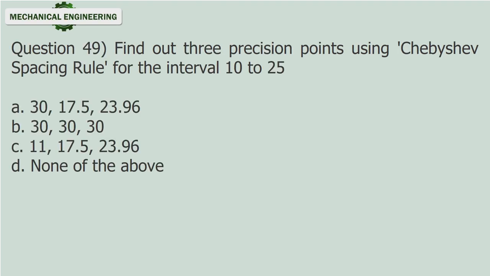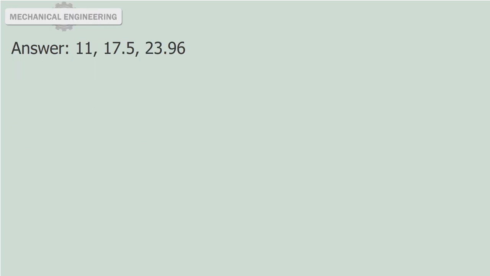Question 49. Find out three precision points using Chebyshev spacing rule for the interval 10 to 25. A. 30, 17.5, 23.96. B. 30, 30, 30. C. 11, 17.5, 23.96. D. None of the above. Answer: 11, 17.5, 23.96.